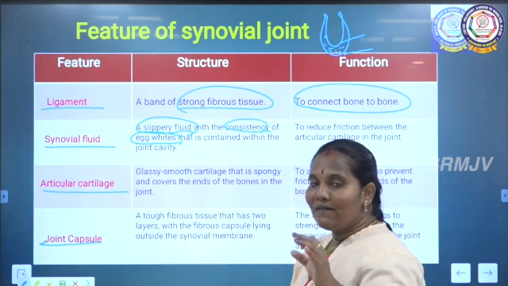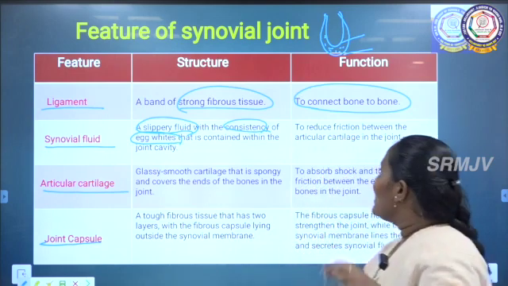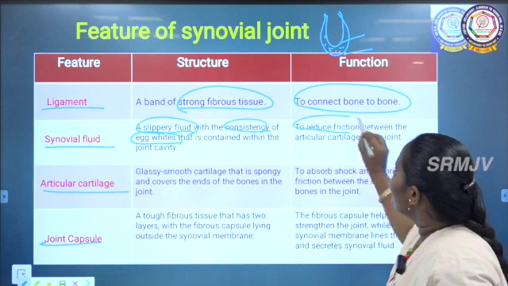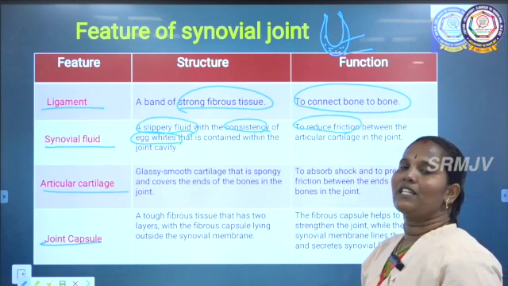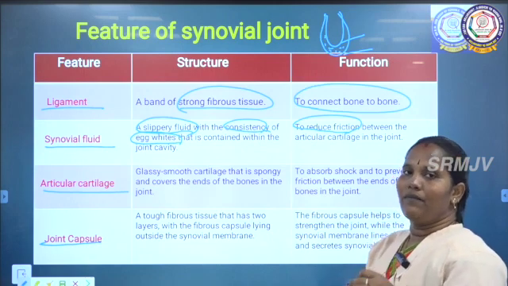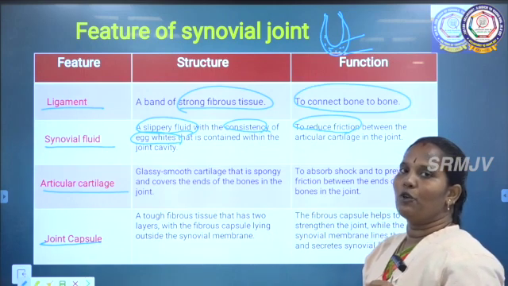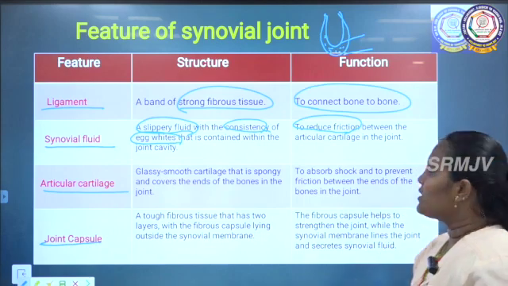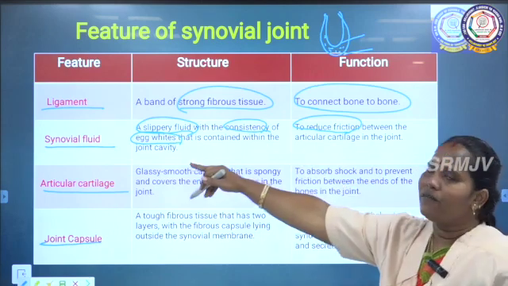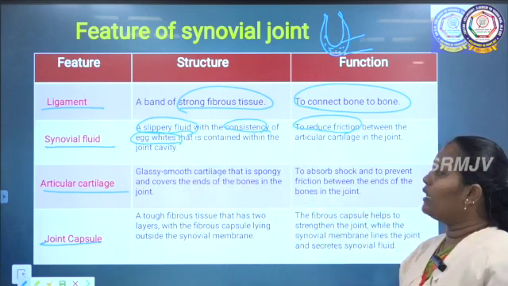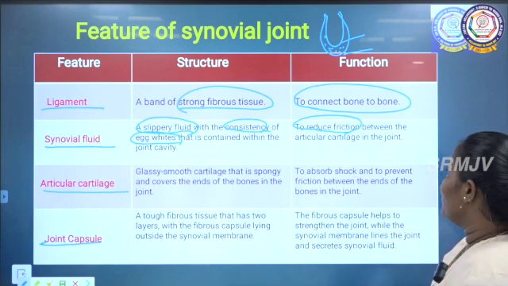Why is this fluid filled in this gap? Because of the reduction of friction. While we are walking, we are moving, the bones can make friction between these two bones. This friction can be reduced by the help of this synovial fluid. This is the use of the synovial fluid.